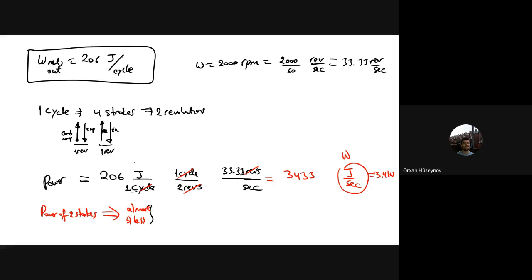We get the same work. We are assuming this is the same. Okay? Assume the same. Then you will have 206 joules per 1 cycle. Okay, and in 1 cycle, for the 2-stroke engines, how many revolutions do we have? In 1 cycle, you have 1 revolution.